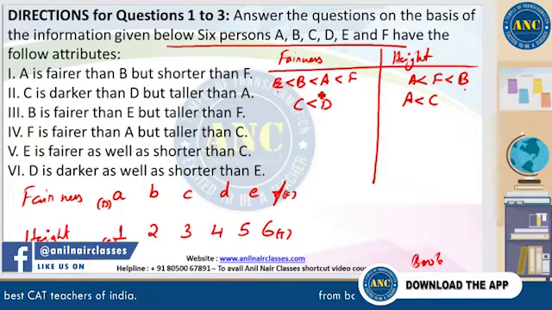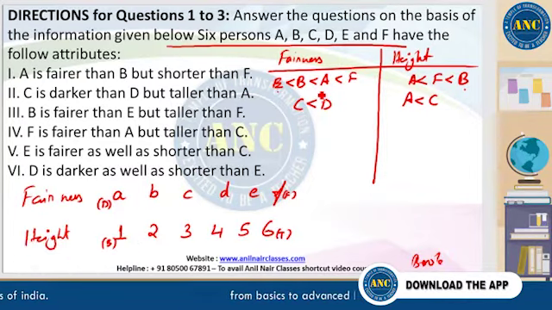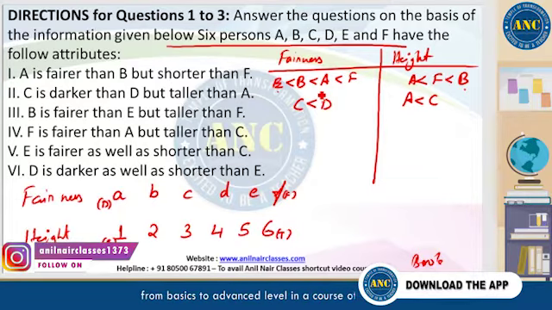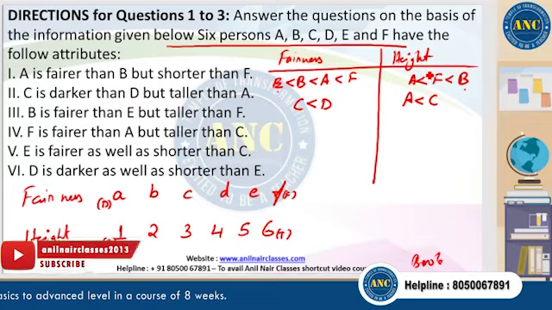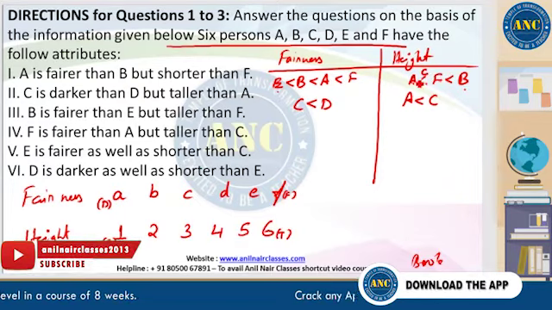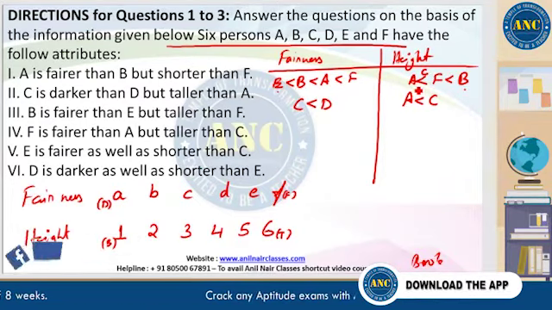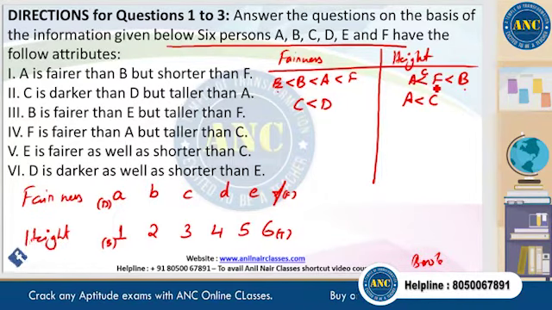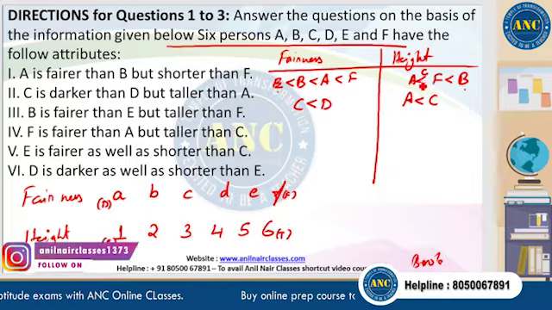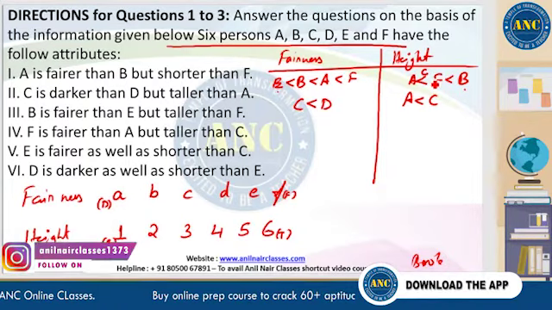F is fairer than A, but F is taller. F is taller than C. Okay. F is taller than C. So that means C should come somewhere here, right? Between A and F. F is taller than C, right? Somewhere between A and F would be the value, we could place the person C.